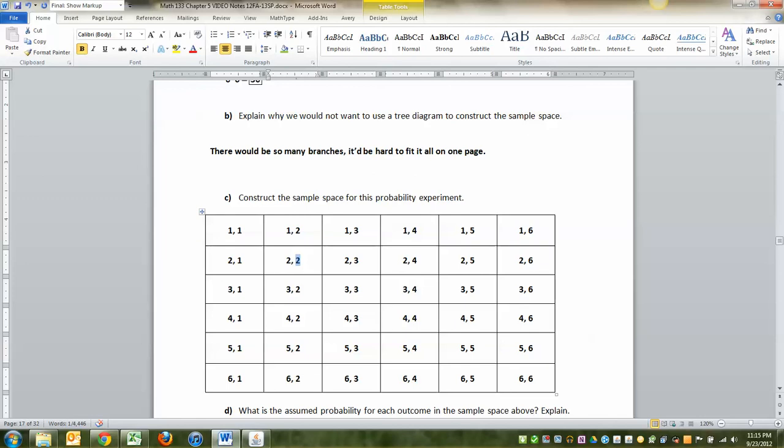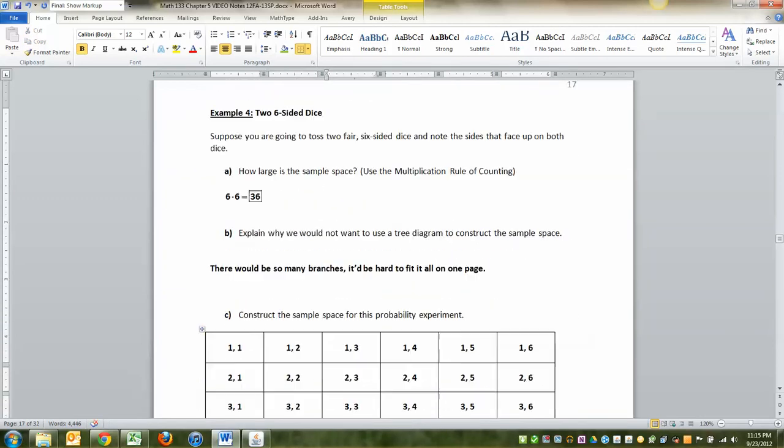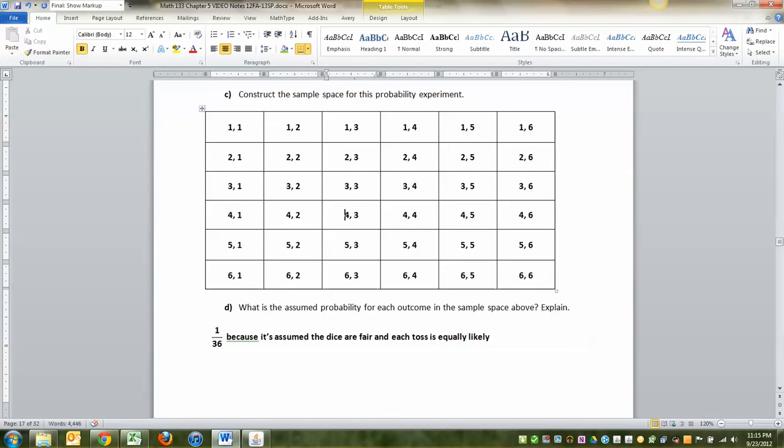And it helps with something like this to put it in a nice table, kind of keep your ducks in a row, literally and figuratively, right? A tree diagram you could do, it'd just be really hard, right? I wouldn't want to fit it on a piece of paper.